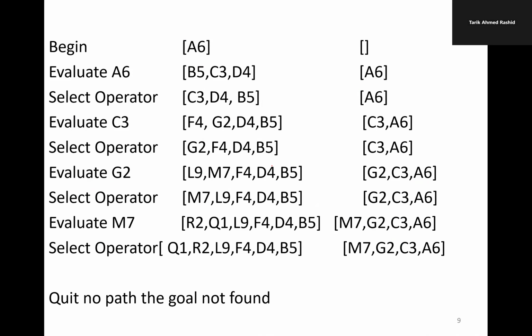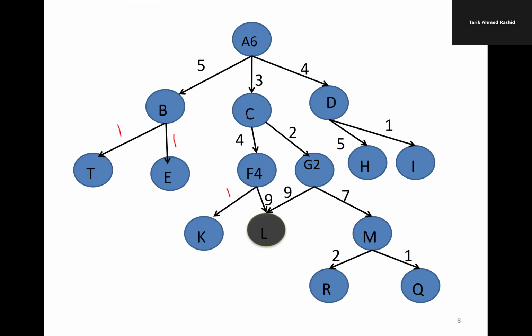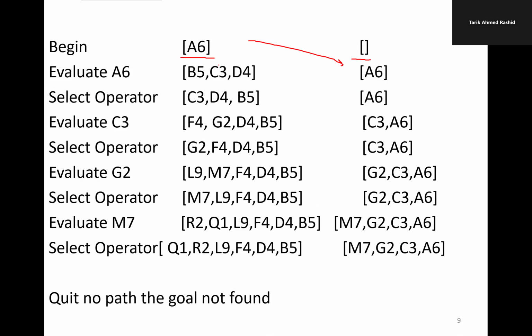Next, we have two lists. This is the open list, and that's the closed list. In the open list, the nodes are waiting to be processed, and in the closed list, the nodes have been processed and exhausted, so we throw them into the closed list. We begin with the root node, A6. We evaluate it and see how many kids it has: B5, C3, D4.